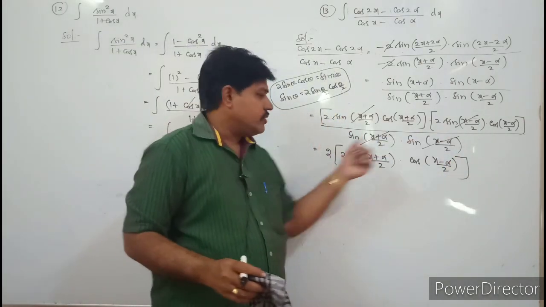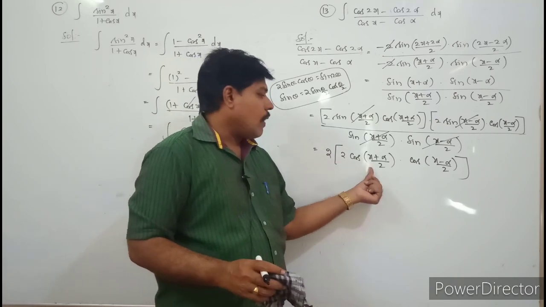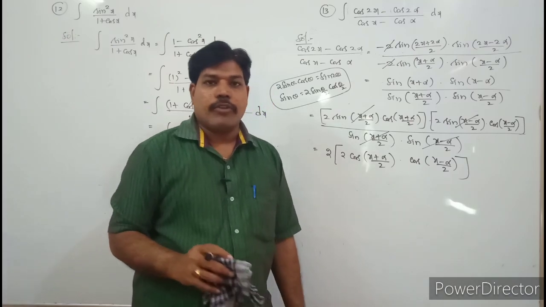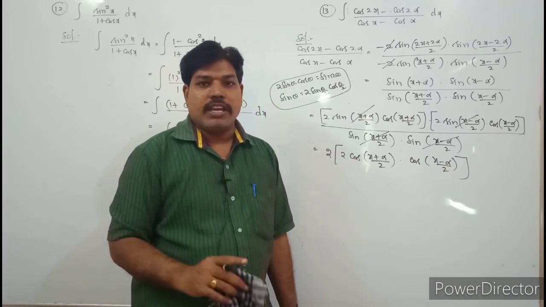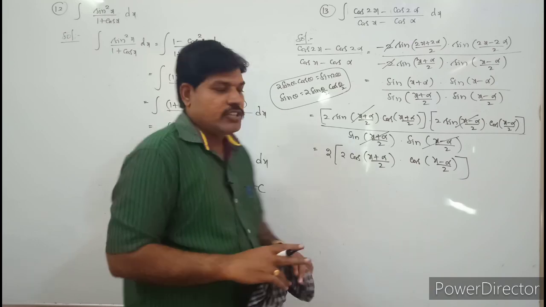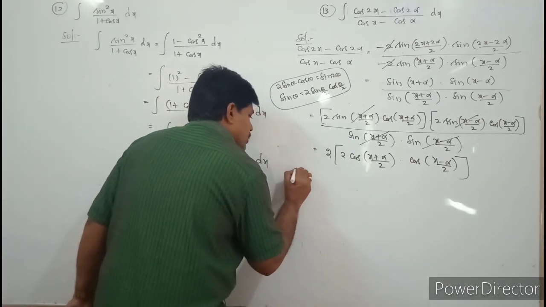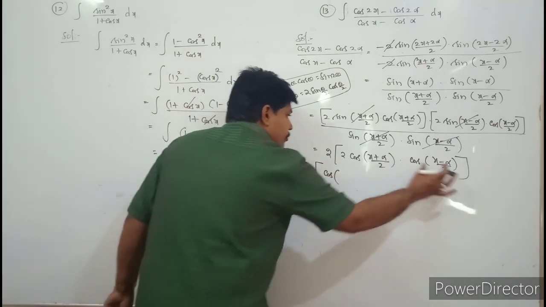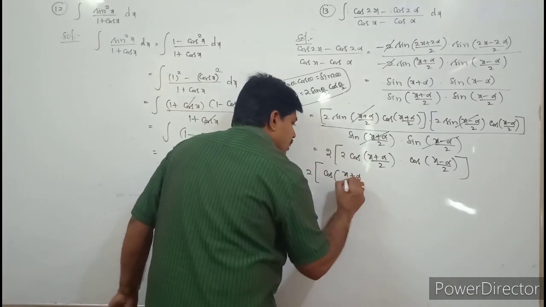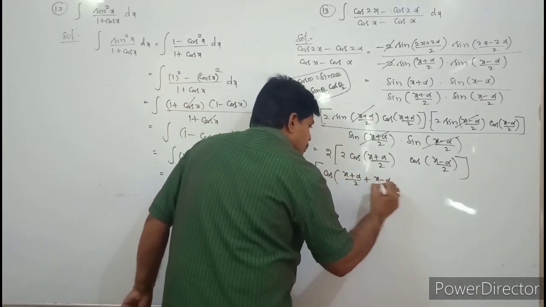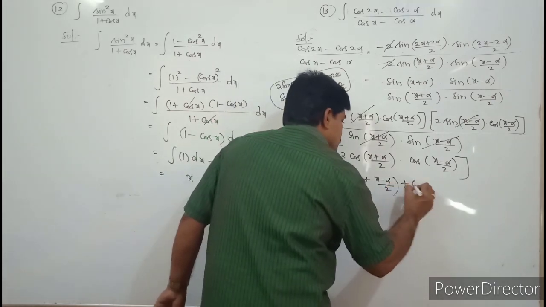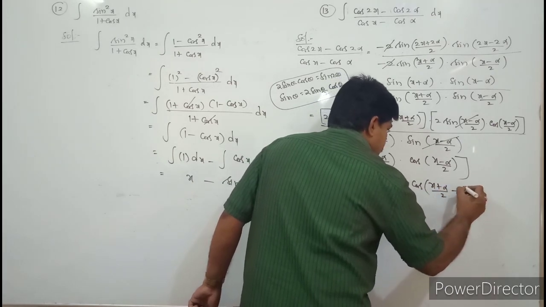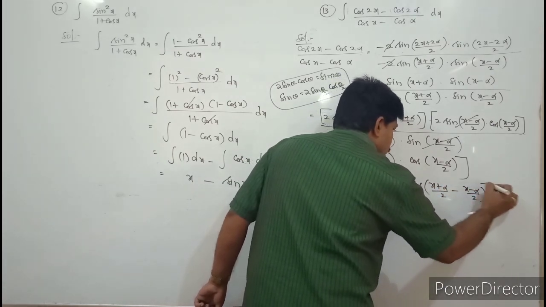So 2 into 2, I have written it like this: 2 into 2 cos A cos B. The formula for 2 cos A cos B is cos of A plus B plus cos of A minus B. So what will we apply here? See, students, that is equal to 2 into cos of A plus B, which is x plus alpha by 2 plus x minus alpha by 2, plus cos of x plus alpha by 2 minus x minus alpha by 2.